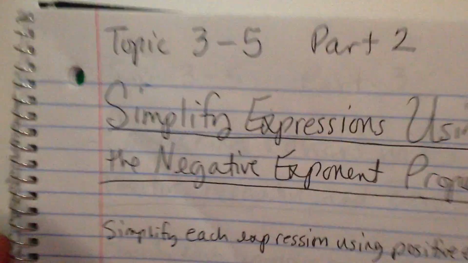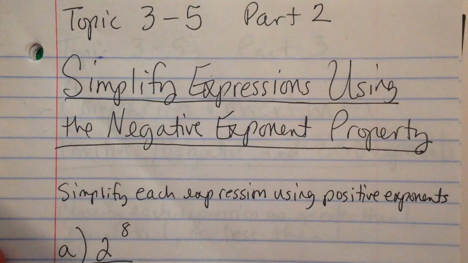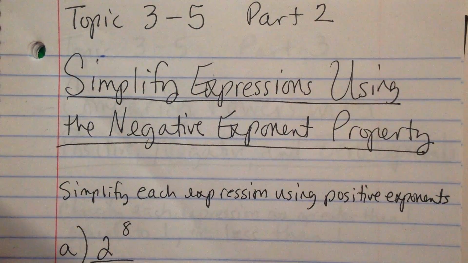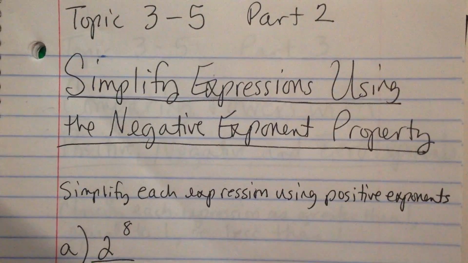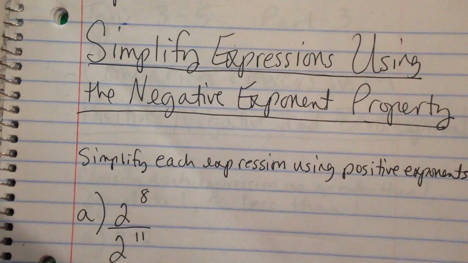So let's look at some examples. Simplifying expressions using the negative exponent property. Topic 3-5, Part 2. Simplify each expression using positive exponents. So we'll always leave our answer with positive exponents.